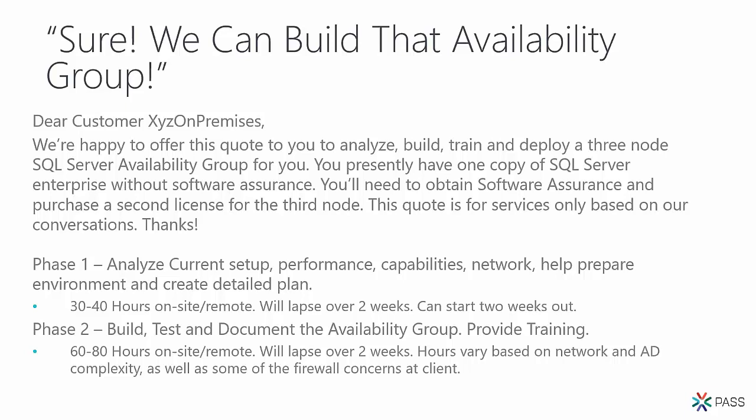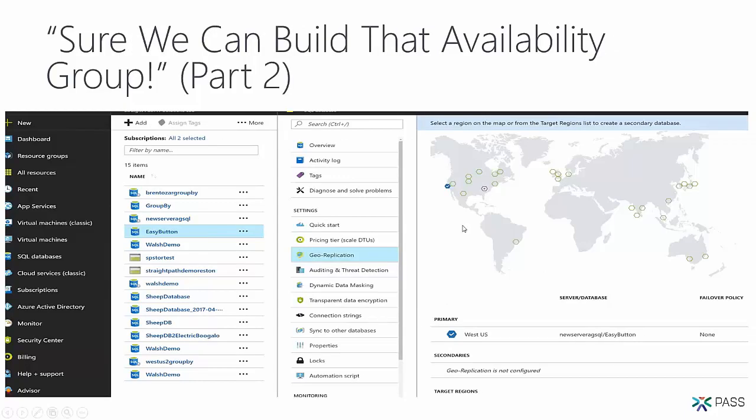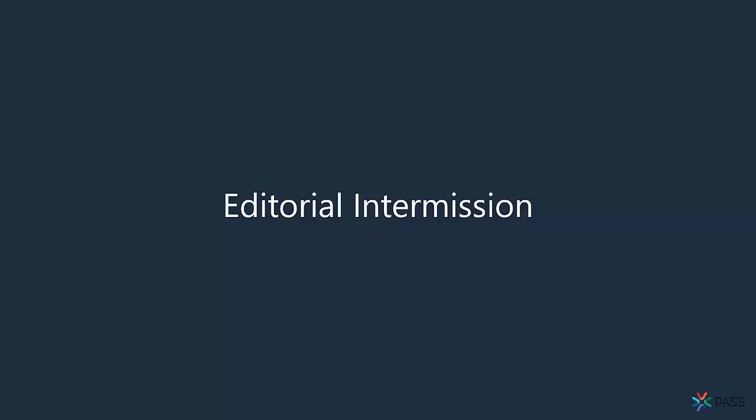Well, in the cloud, and again, I'm showing you the GUI here, but in the cloud, it's really a couple buttons, and there's geo-replication and there's failover groups. And with a couple buttons and a few minutes of waiting, you're done. You've built your availability group. Poof, you're done. Move on. And we'll show you that.